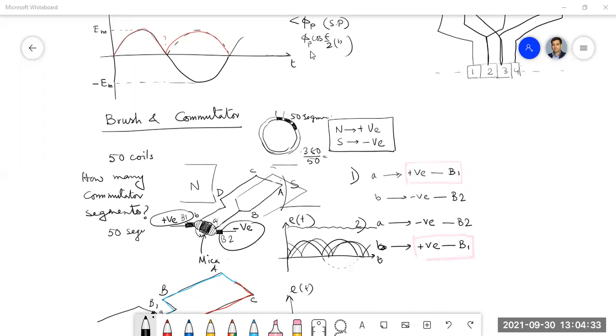Yes, sir, there is contribution. Like in wave winding there are 2 paths, and in lap winding the number of poles is equal to the number of windings. So now the number of windings is inversely proportional to the generated EMF.